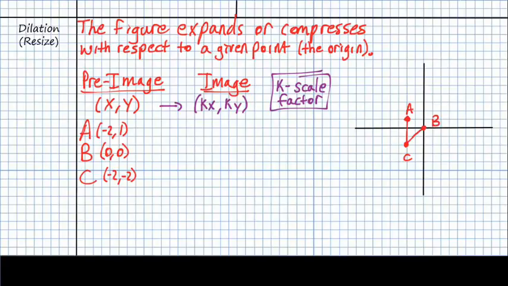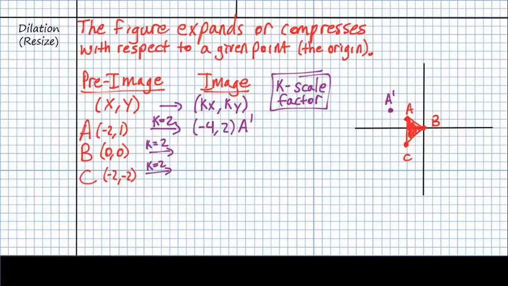Alright, so given the points A, B, C, I want to dilate these figures by a scale factor of 2. So if my k is equal to 2, then I'm just going to apply the scale factor to each of the points. So I have 2 times negative 2, which will give me negative 4, and then I have 1 multiplied by 2, and that'll give me 2. So A prime is going to be negative 4, 2. So I go to negative 4, 1, 2, and so that'll be my A prime.